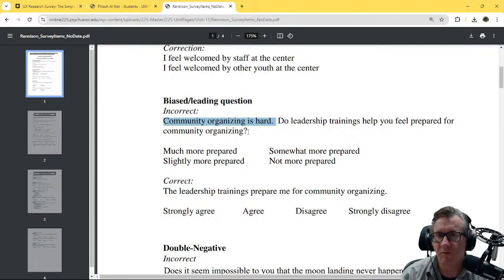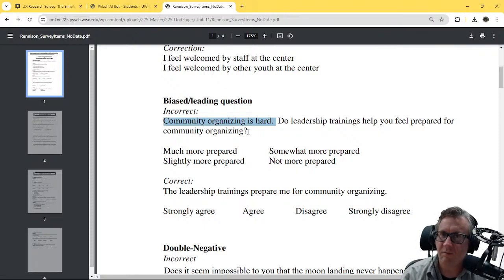So, the way that question is being phrased, that's what we call leading, right? So you're leading the respondent to answer in a certain way. Do leadership trainings help you feel prepared for community organizing? The same could be said about any class.